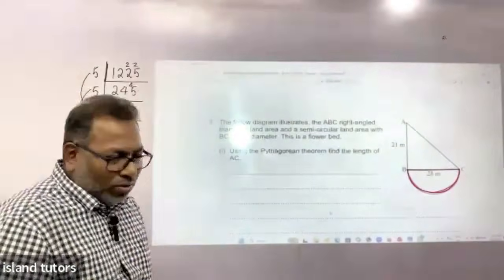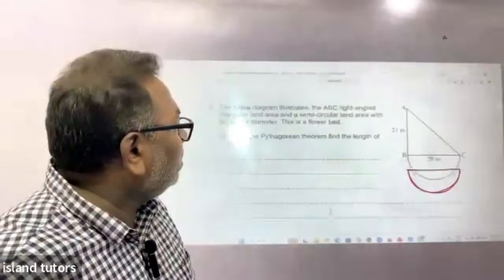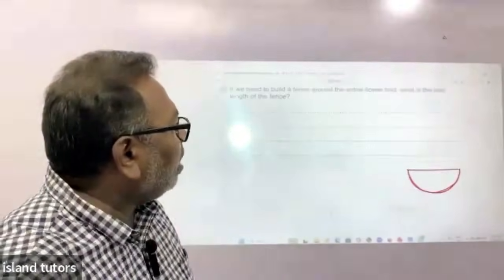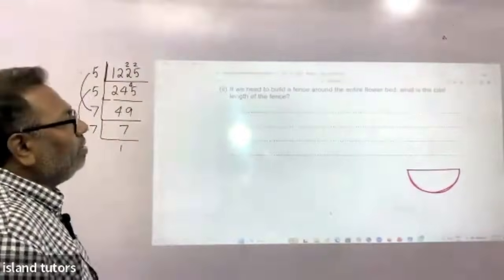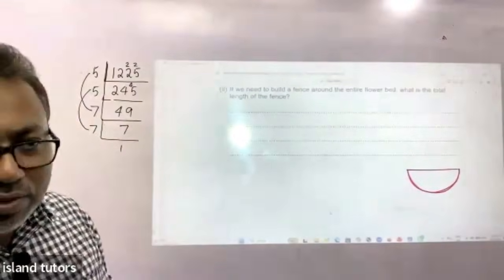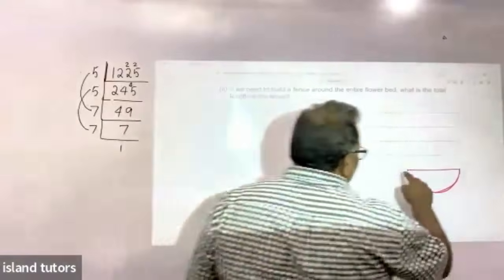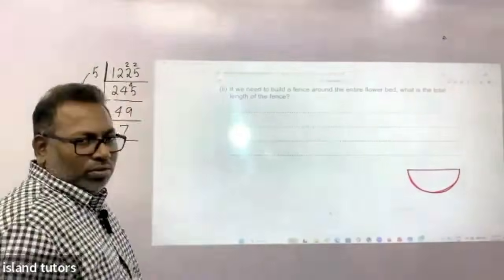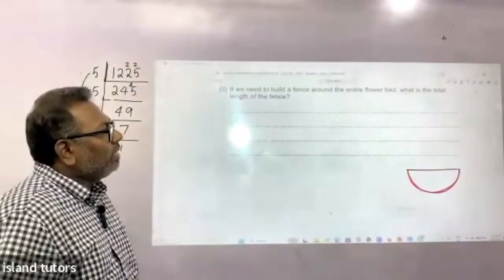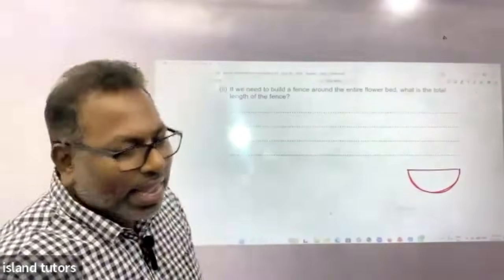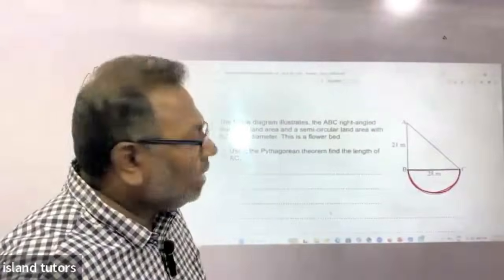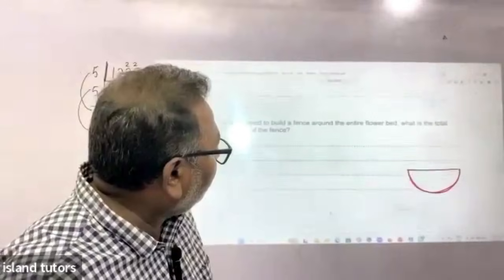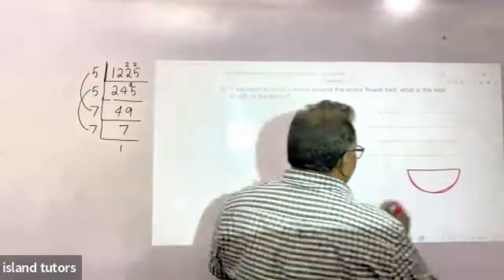Okay. Now the question they are asking now is, if you need to build a fence around the entire flower bed, what is the total length of the fence? So what is going to be the total length of this fence? Okay. So the question, we know the diameter they have already given us is 28 meters. This is 28 meters.